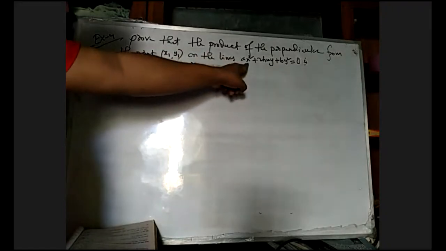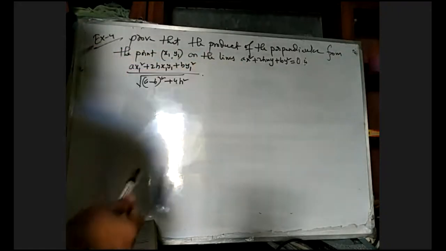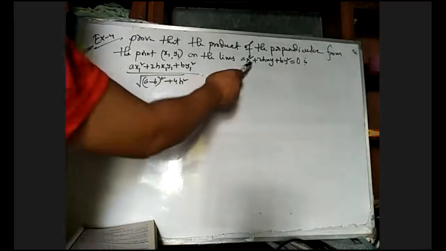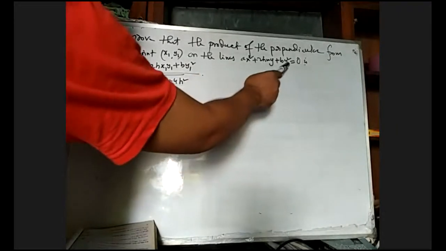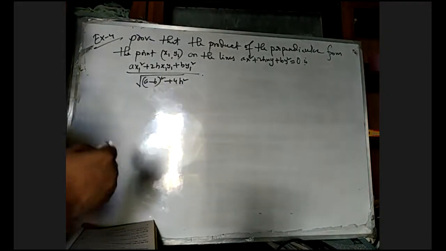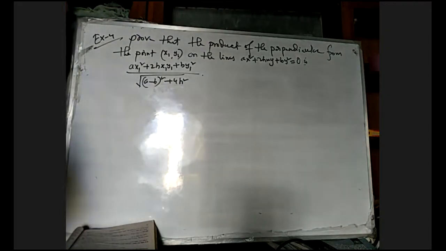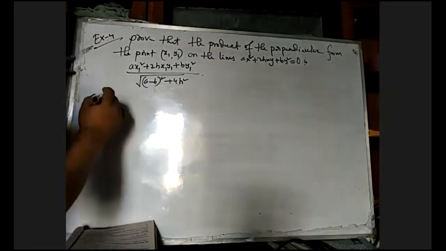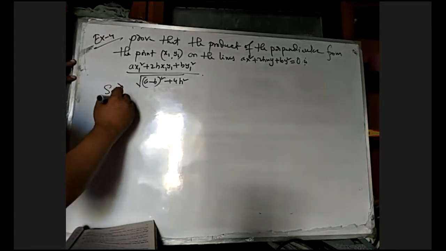This is actually a homogeneous quadratic equation, right? This is what? A homogeneous quadratic equation. So it represents two straight lines which pass through the origin. Remember it, which pass through the origin. So first of all, we have to consider these two lines. The solution will be like this.